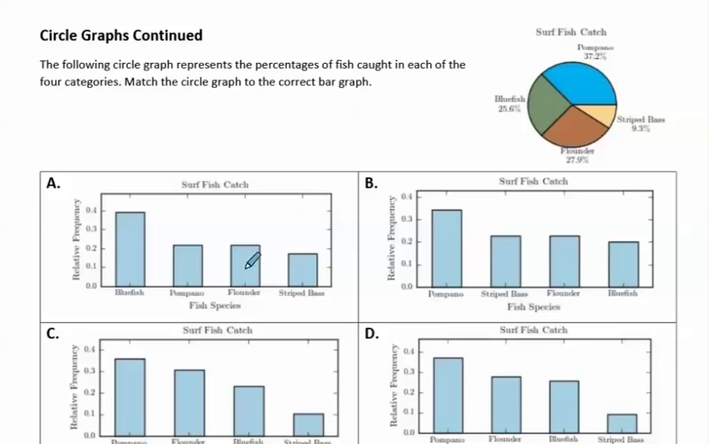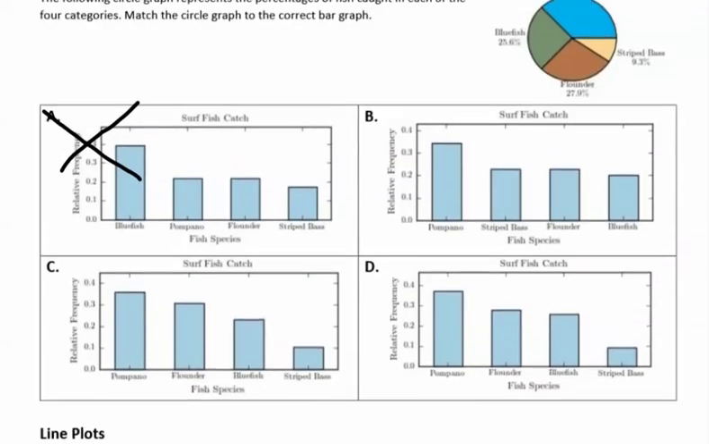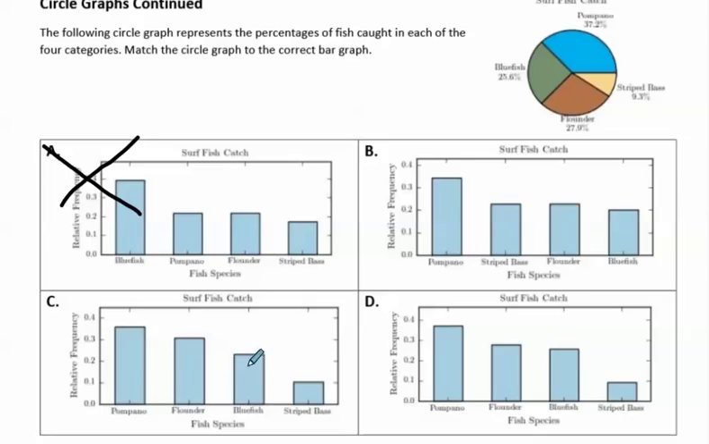Well, look at A. Is Pompano the biggest? No. We can get rid of A. All right, Pompano is the biggest for B, so I'll leave that one alone for right now. It's the biggest here. It's the biggest here. Something else that we can look at. Our smallest should be striped bass. Is striped bass the smallest on B?